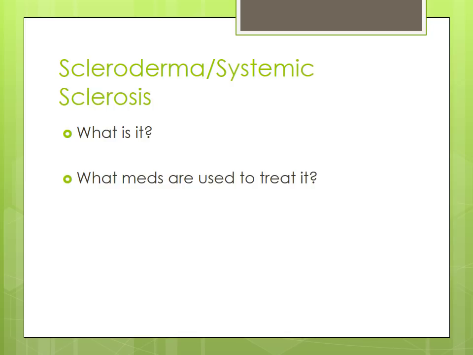So what do we use to treat it? Well, we use systemic steroids. And remember, whenever we are using systemic steroids, we want to watch for immunosuppression, right? We also do use sometimes immunosuppressants in high doses. There is a newer class of drugs called endothelin receptor antagonists. One of them is called bosentan, and that is a med that can be used to treat systemic sclerosis as well.